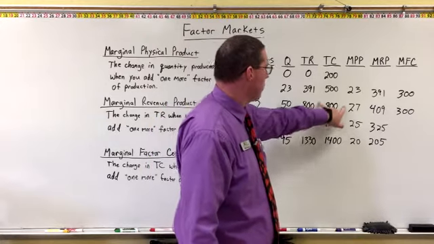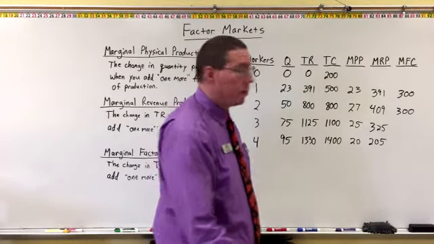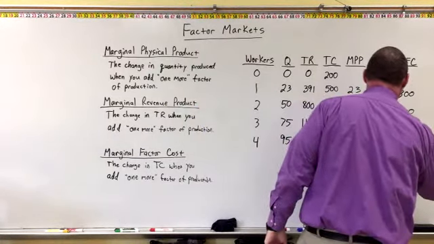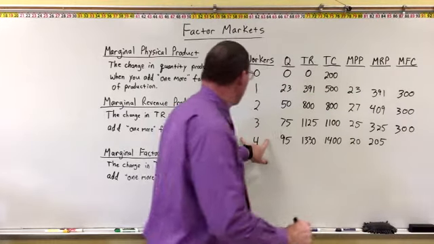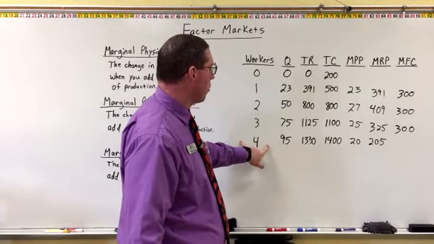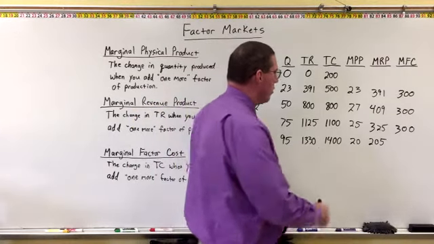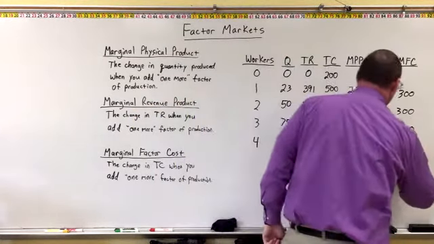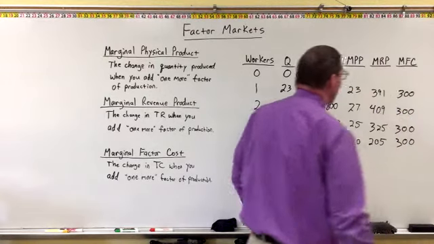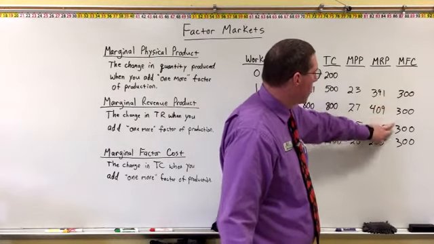Well, total cost goes from 800 up to 1100. That's 300 again. And then lastly, what is the marginal factor cost of the fourth worker? On the fourth worker, total cost goes from 1100 up to 1400. So 1400 minus 1100, that's 300 again. And you might ask yourself, oh man, looks like marginal factor cost is staying the same.